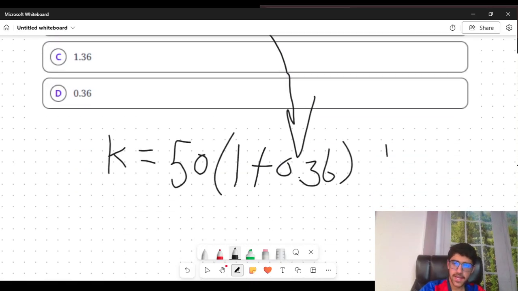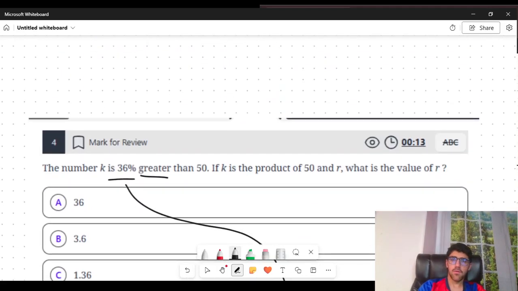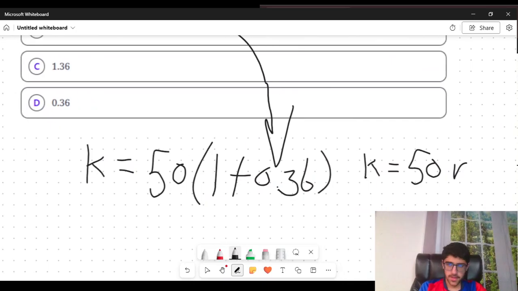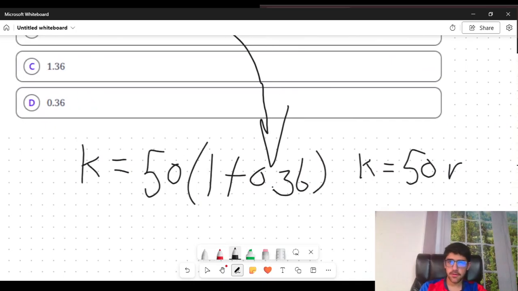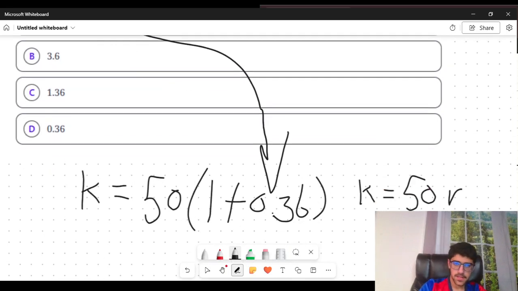So then we were told that k is the product of 50 and r. What is the value of r? So there's two ways to solve for this. First thing, you could technically solve for k, plug it in, and then solve for r. Or you could just realize there's a k here, there's a k here, there's a 50 here, equal to 50 here. There's also the equal and the equal.